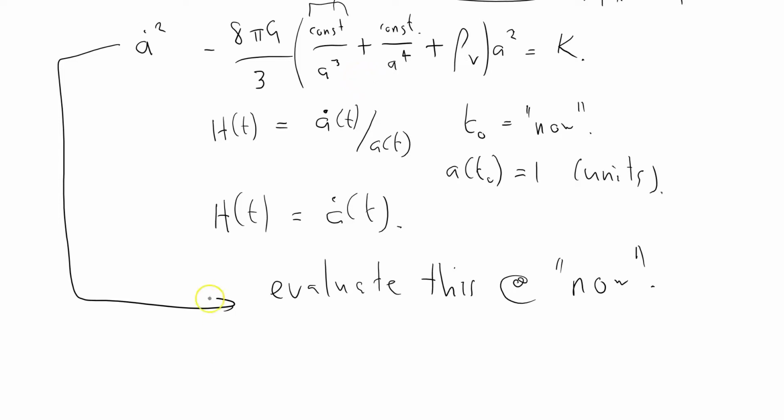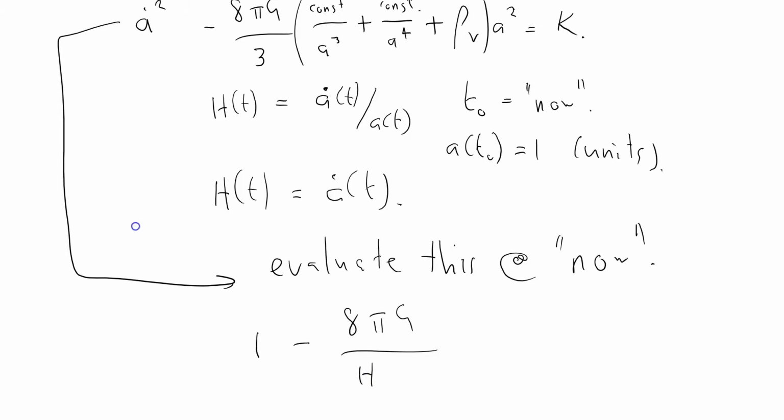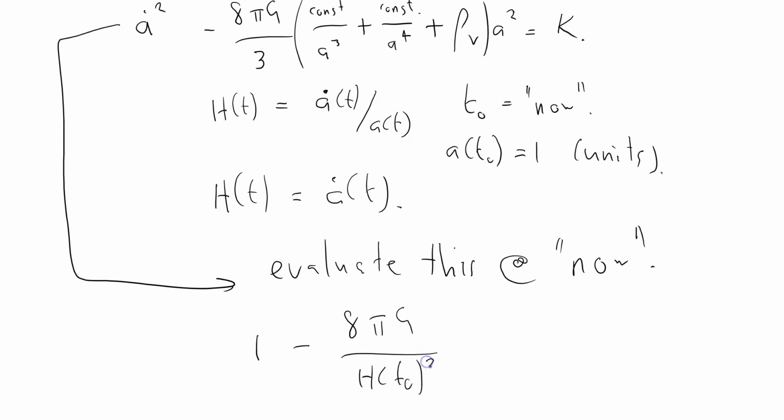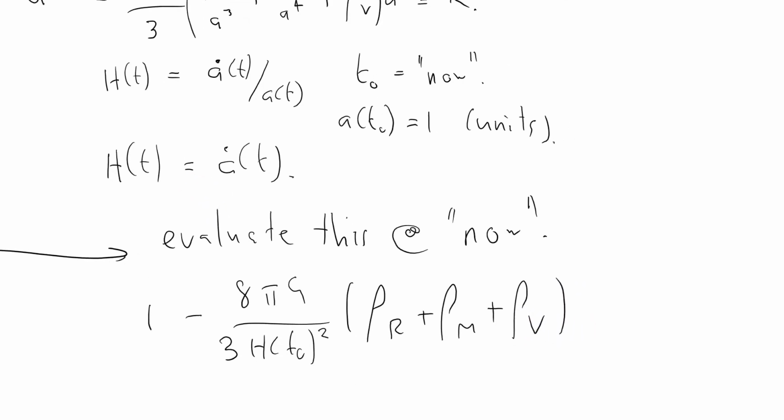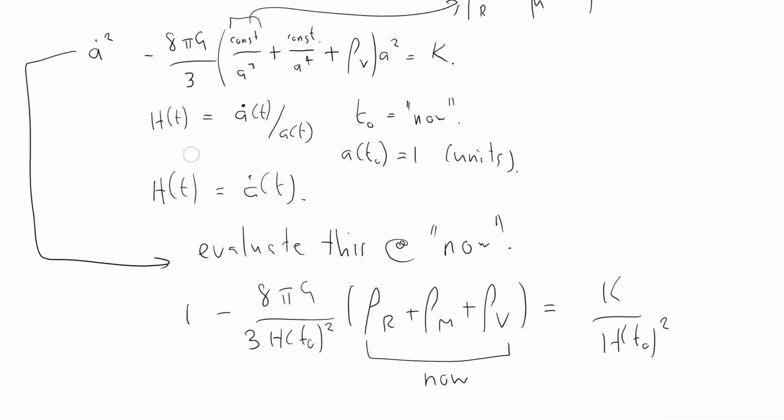And what we've got left, dividing by a dot squared, is 1 minus 8 pi G over 3 times Hubble at t0 squared, times rho radiation plus rho matter plus rho vacuum, those are all now, equals k over a dot of t0 squared.